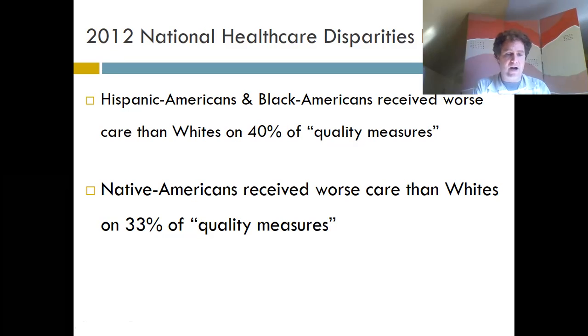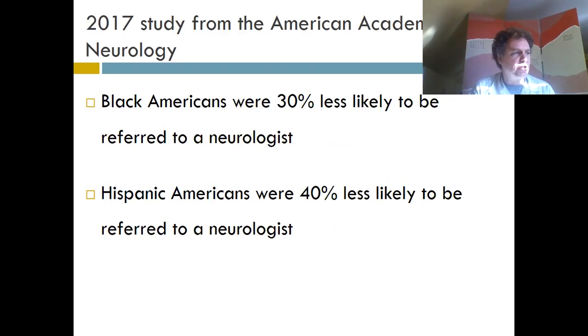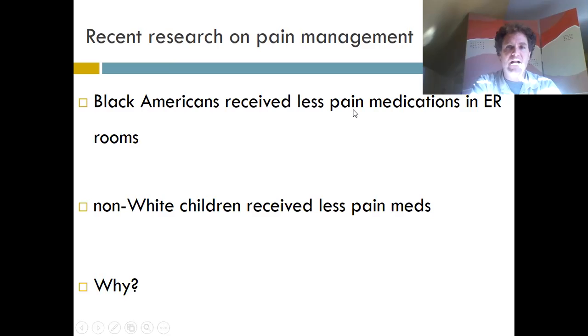So people of color in America are receiving a lower level of medical care, and this is resulting in worse health outcomes. We see it not just in general medical care, but in specialized medicine, for example, neurology. Black Americans and Hispanic Americans are considerably less likely to be referred to a neurologist. So if you have a problem with your brain, a cognitive problem or some other neurological problem, if you're a white American, you're much more likely to get seen by a neurologist than if you're a Black American or Hispanic American. Black Americans are also receiving less pain medication.